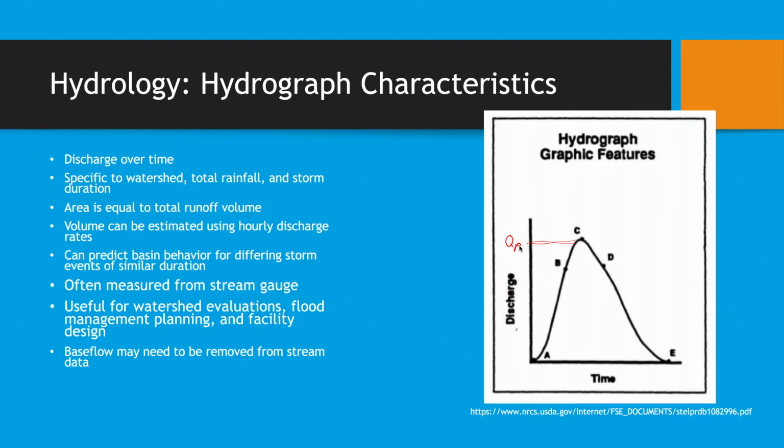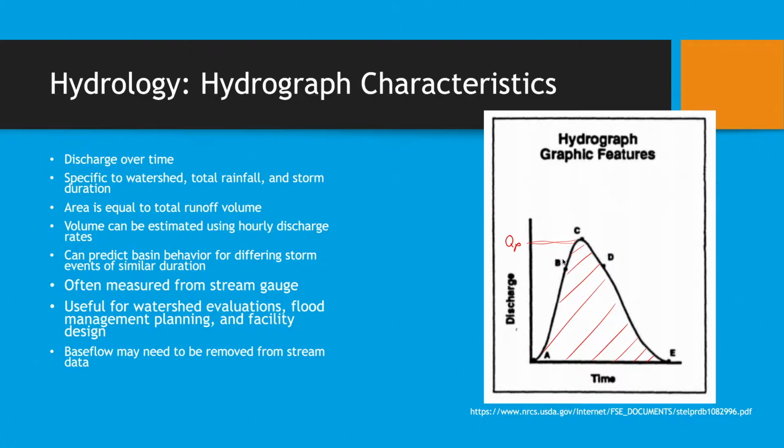So under the curve, if you were to integrate this, the area here is the volume, your total volume of runoff. So this is going to be like in millions of cubic feet or something like that, or typically in acre feet, or maybe kilometer meters or something.